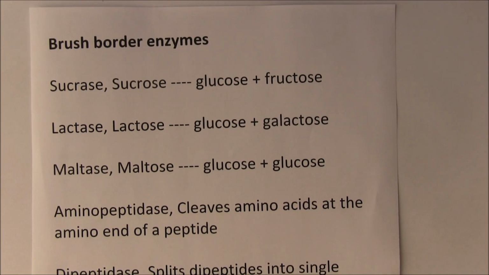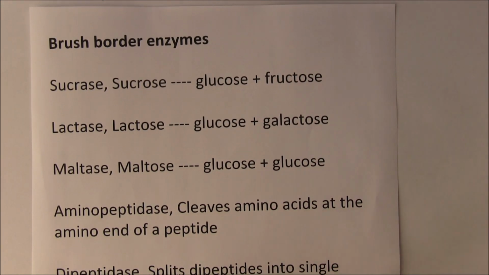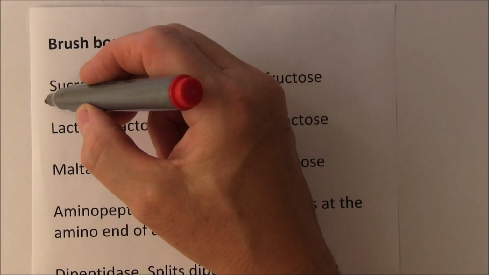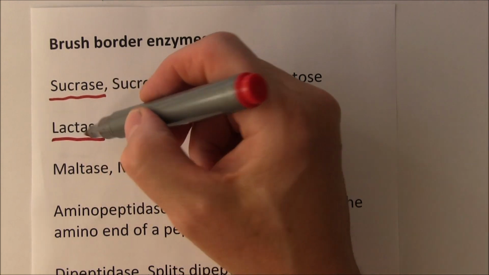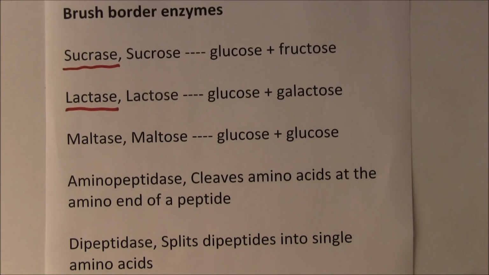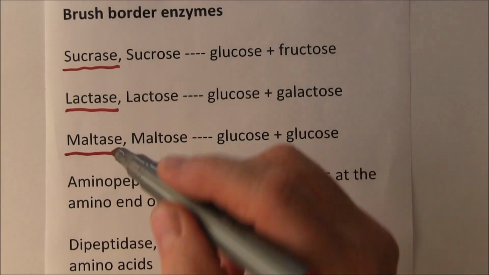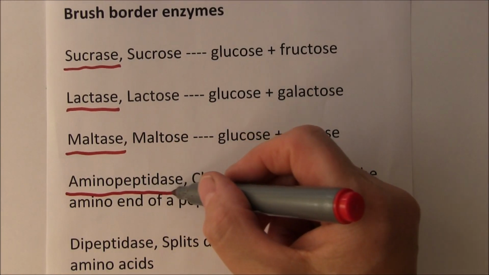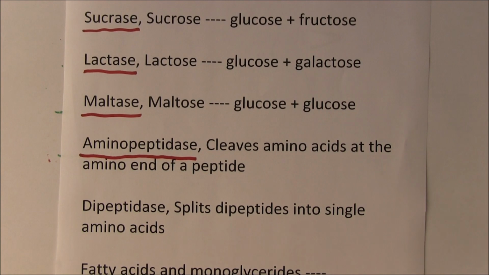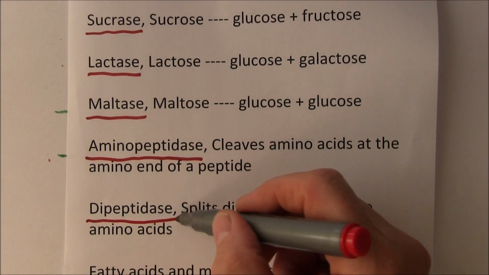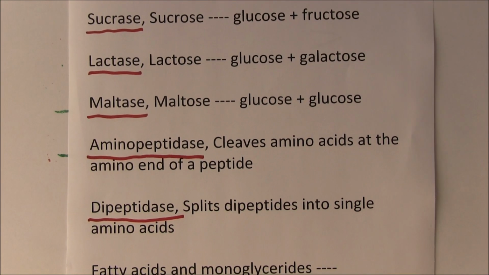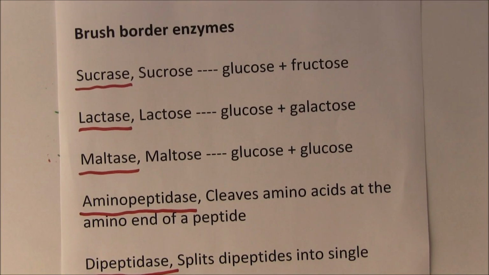microvilli. And what happens here is there's some enzymes, so we can see there's a sucrase, lactase, maltase, aminopeptidase, dipeptidase. These are the main enzymes in the brush border. And what are they doing?